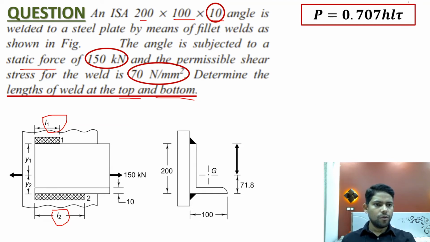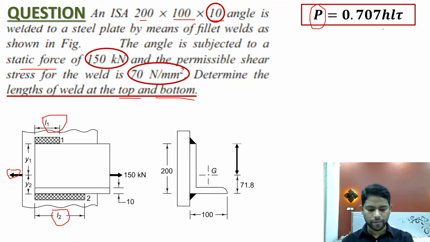Now over here I haven't written L1 or L2, I have written L, because L is the total length of the weld, which is the sum of the length of the weld at the top as well as at the bottom, and that's why I have equated it to the total force acting on the plate or the structure.